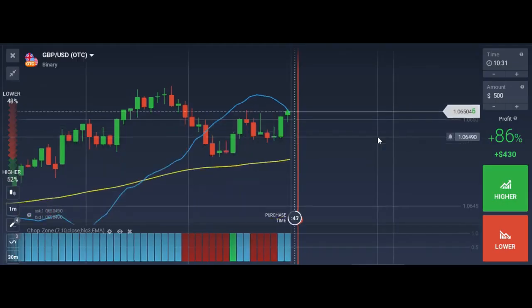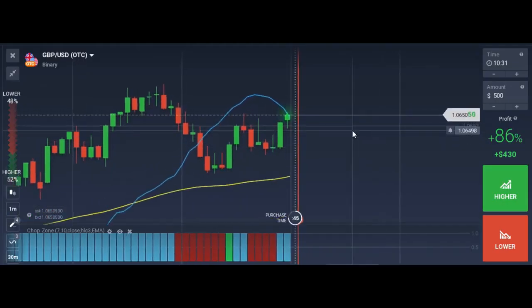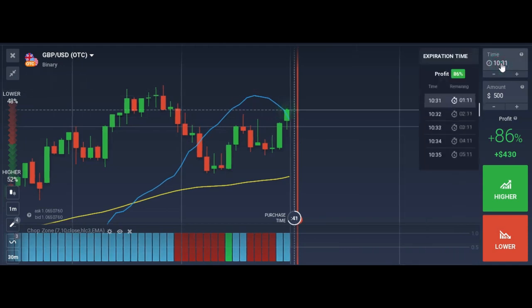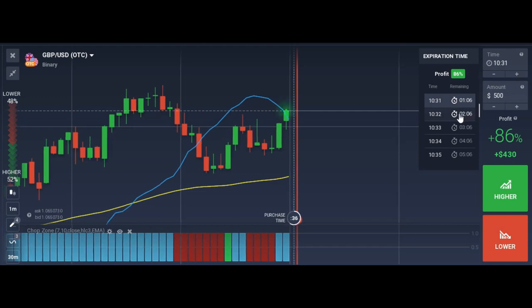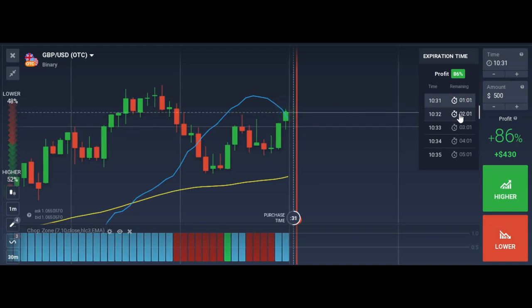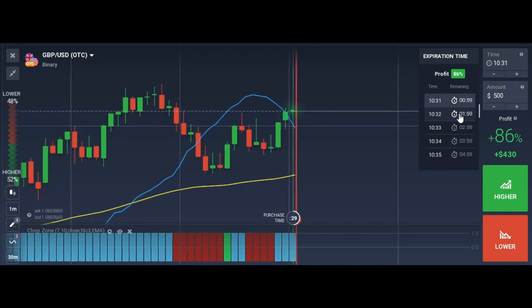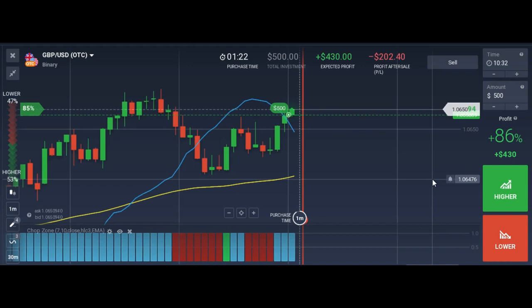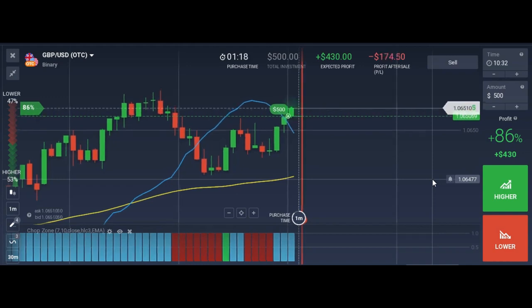Buy. Here are the conditions to make a buy. We have to wait for that candle to close above the line of the linear regression intercept indicator. Let's see what the candle does. Yes, it closed above the line. If it had closed below, we shouldn't have made the buy.